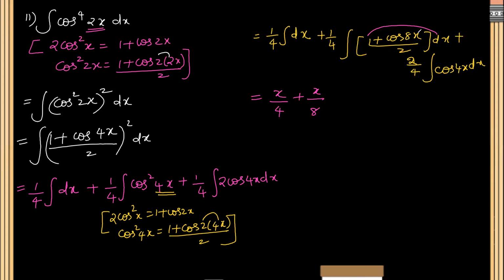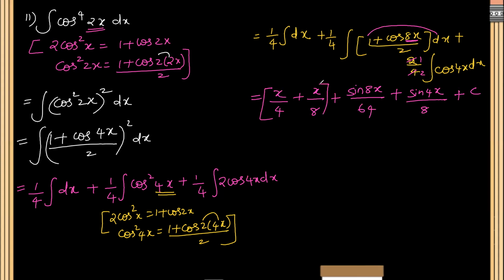Integration of cos is sine. The coefficient of x is 8, and already we have 8 in the denominator. That becomes sine 8x by 8 8s are 64. Here this 2 and 4 get cancelled, and integration of cos is sine, coefficient of x is 4, 2 already we have outside. That becomes sine 4x by 4 2s are 8 plus c.